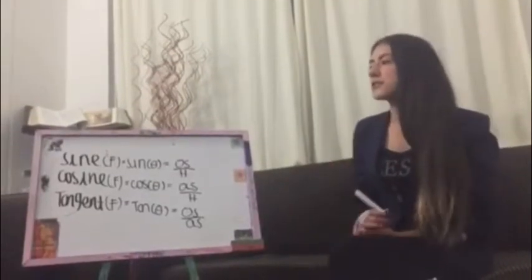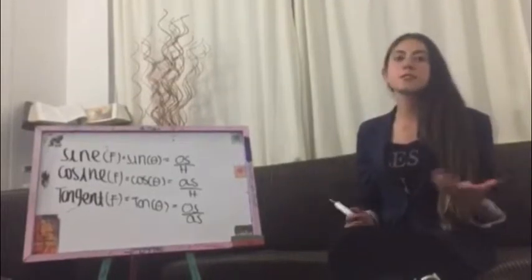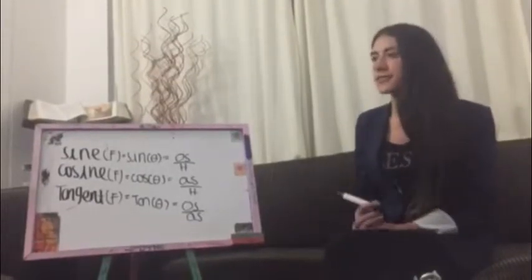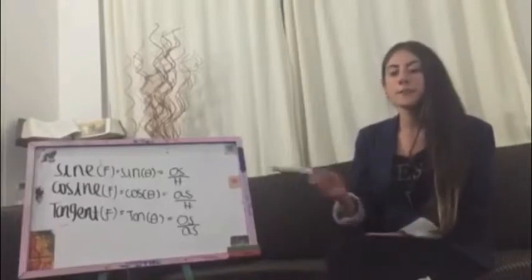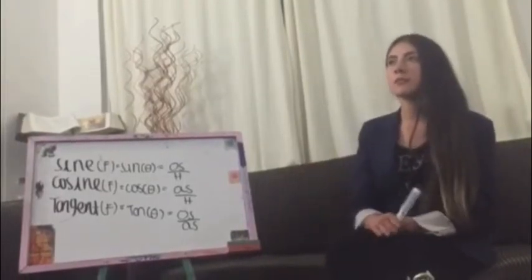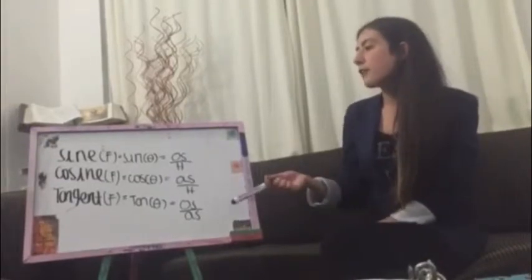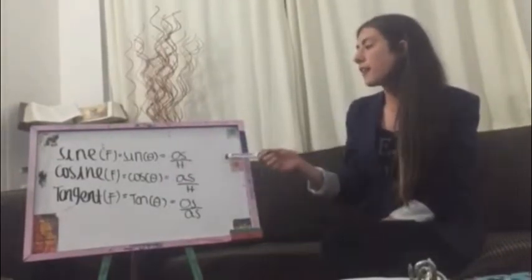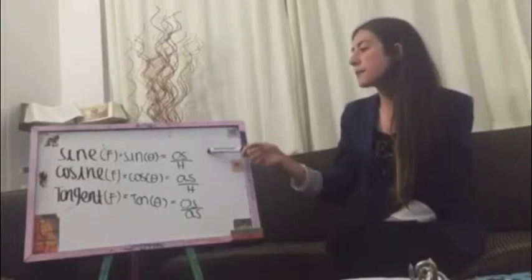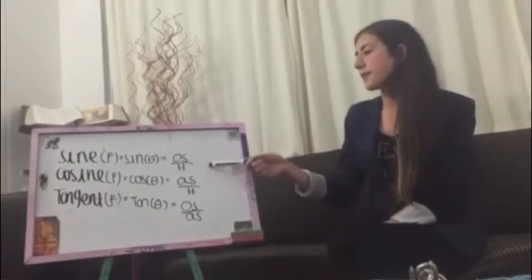Let's talk about the special functions of the triangle. The special functions of the triangle are sine, cosine, and tangent. These functions help us to find a side or an angle that is missing on the triangle. First, we have sine: we have to find the sine of the angle theta, and then we have to divide the opposite side by the hypotenuse.